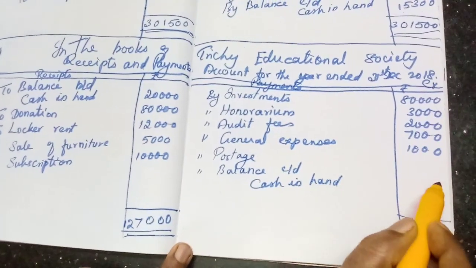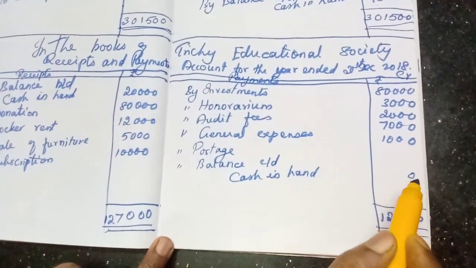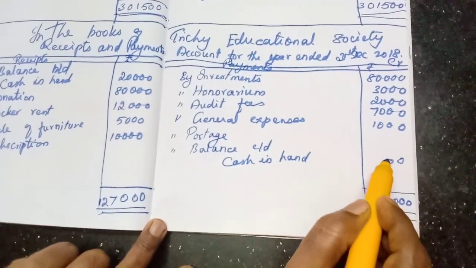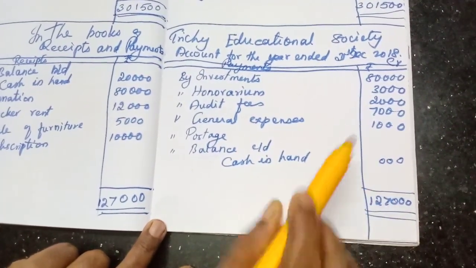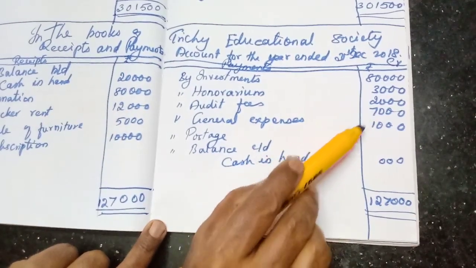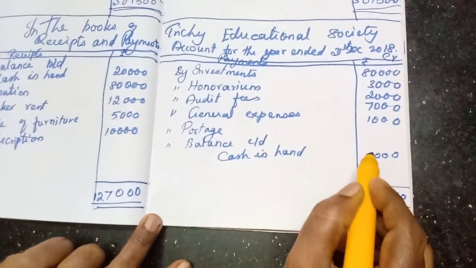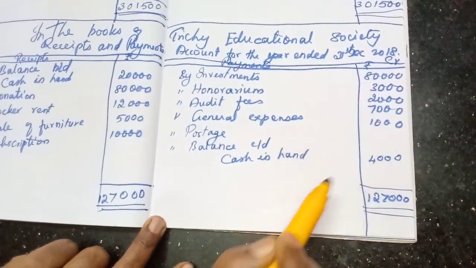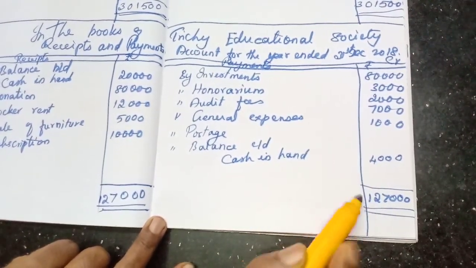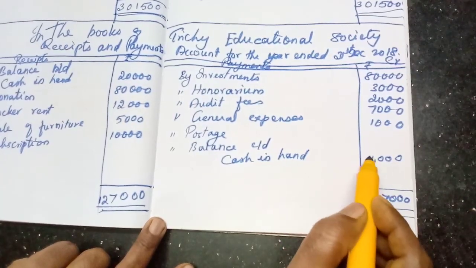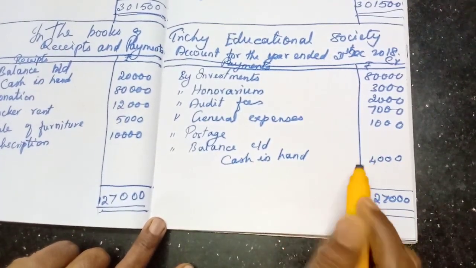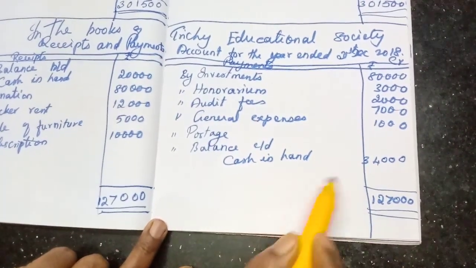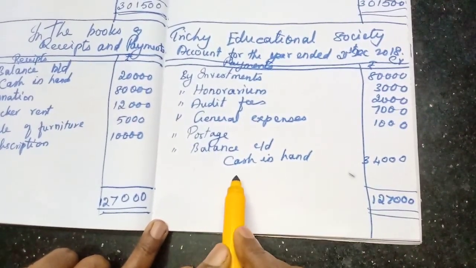Now you add and find out the difference amount. 1,230, then 4th one, 5, 12, 13 plus 4, 17, balance 1, 9 plus 3, 12. So what is the closing figure? 34,000, that is cash in hand.